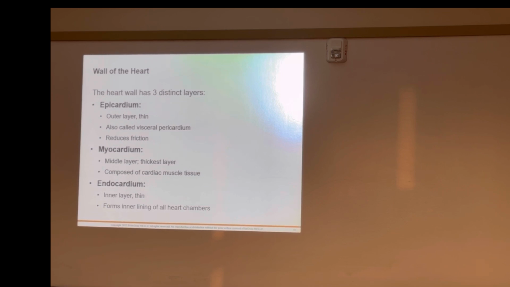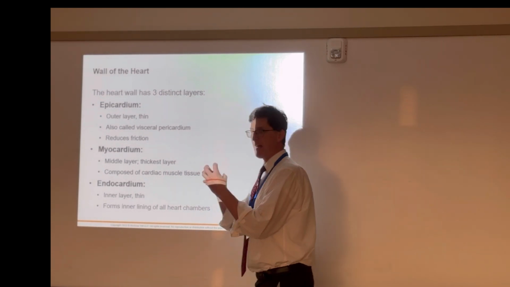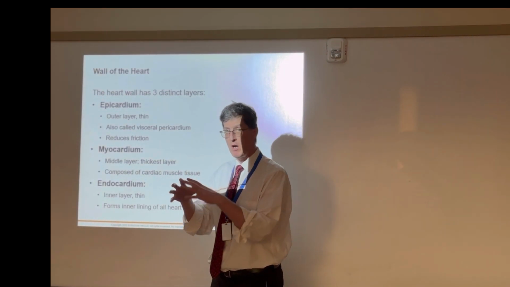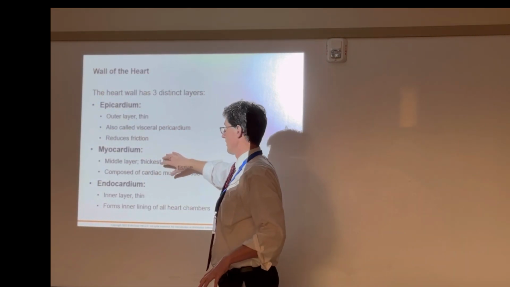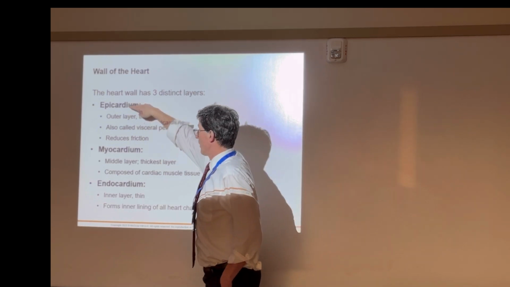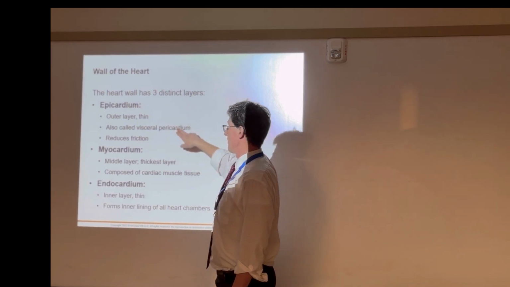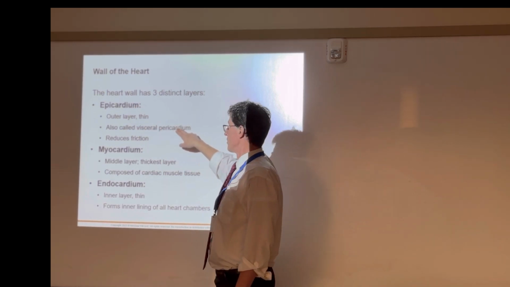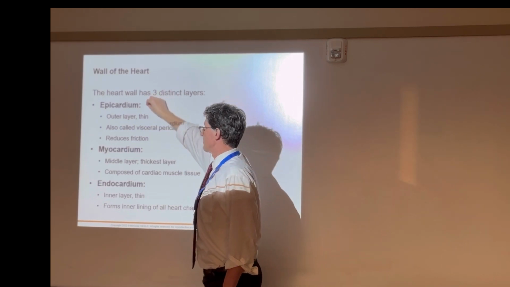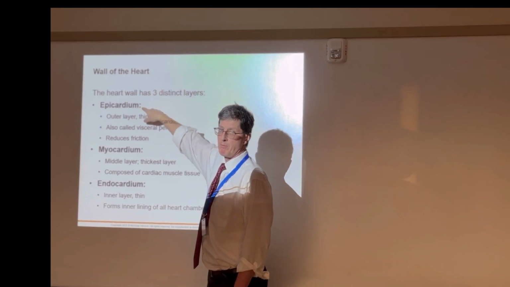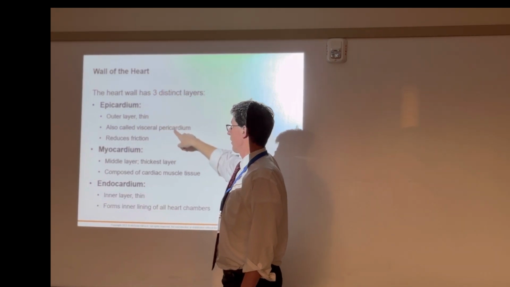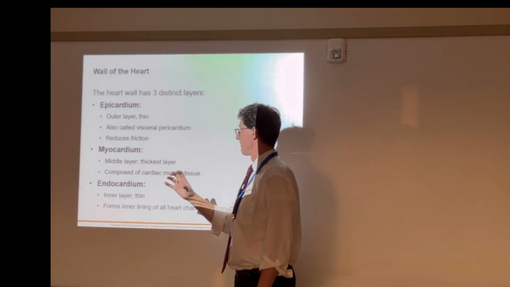Okay, so the wall of the heart has three distinct layers. This is inside the pericardial sac, so the fibrous pericardium is not included in this. The epicardium is the visceral pericardium. So this doesn't include the fibrous pericardium or the parietal pericardium, only the visceral pericardium that sits right on the surface of the heart.